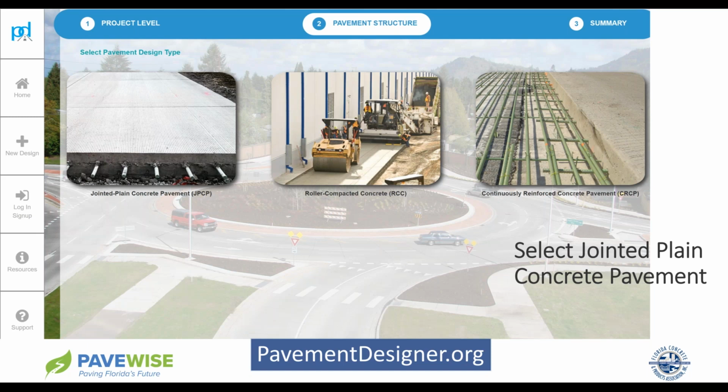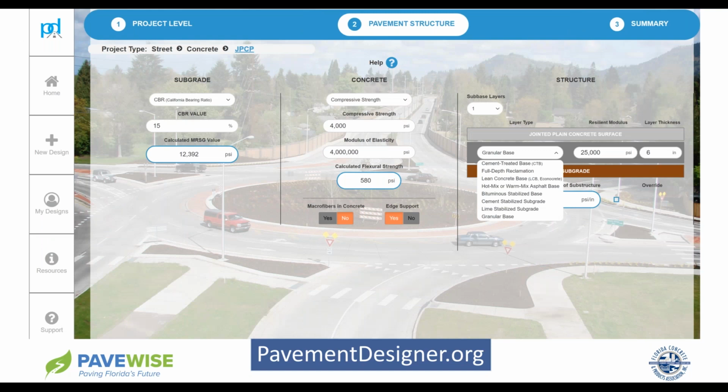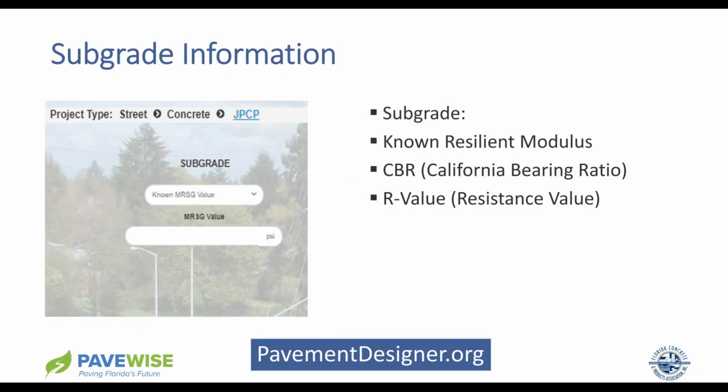So we're going to click on jointed plain concrete pavement. So what do we see here? We need subgrade, we need concrete, and we need structure. So let's see what it says about subgrade. Again, here I kind of repeated what I said before. The subgrade has a little drop-down screen there. You click on that arrow, and you get your choice between known resilient modulus, a CBR, California bearing ratio, or the R value. Those are your choices.